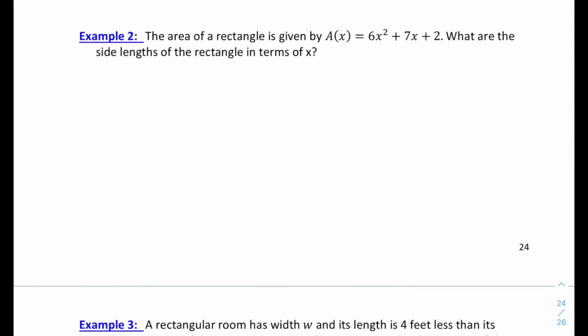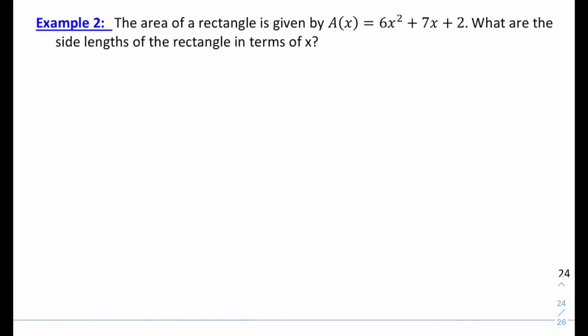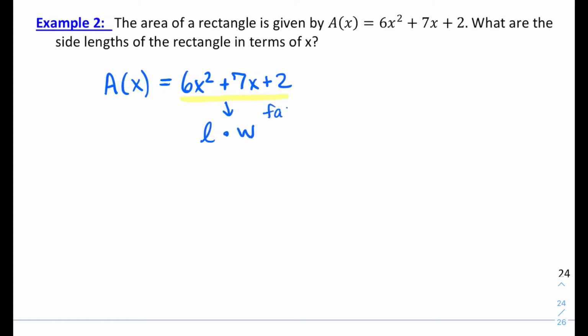Let's look at an area problem. So we've got the area of a rectangle is given by that quadratic function. We know that if you think about area of a rectangle, area is length times width. So we're kind of trying to go back and figure out what two side lengths get multiplied together to get us 6x squared plus 7x plus 2, which essentially means that we need to factor it and see what two binomials we'd multiply together to get that area.